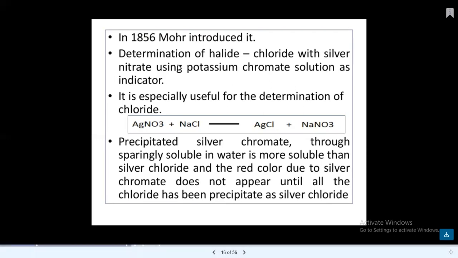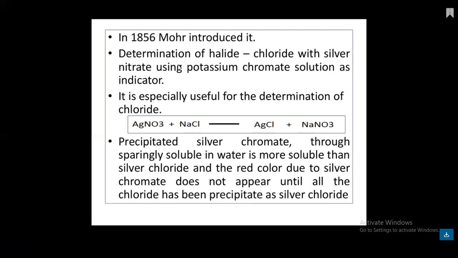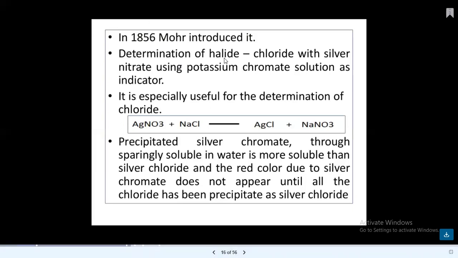Now, what is Mohr's method? We discussed that all of these three methods differ in their procedure and also in the type of indicator we use. Let's first start with Mohr's method, that is the determination of halides: chloride with silver nitrate using potassium chromate solution as an indicator. अच्छा, यहाँ पे बेसिकली दिस मैथड इसको जो डिस्क्राइब किया है वो उन्होंने कि जस्ट वी आर गोइंग टू फाइंड आउट द कंसंट्रेशन ऑफ दिस क्लोराइड विद द हेल्प ऑफ सिल्वर नाइट्रेट using potassium chromate solution as an indicator.